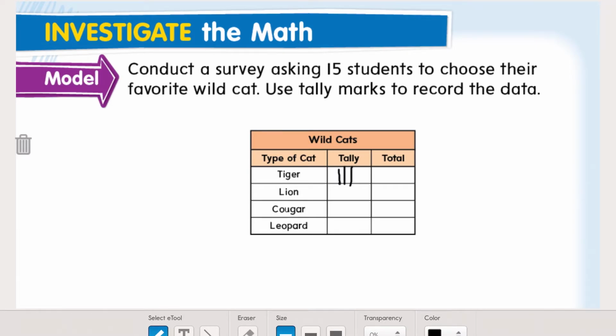We're going to pretend like 5 of you like Lion the best. When we have 5 tally marks, on the 5th one, we close the gate. So you're going to cross over. That way we know that's a bundle of 5, okay? And then let's say that 2 kids like cougar. 6, 7, 8, 9, 10, and that means 5 like leopard, okay? So we have 3, 5, 2, 5.